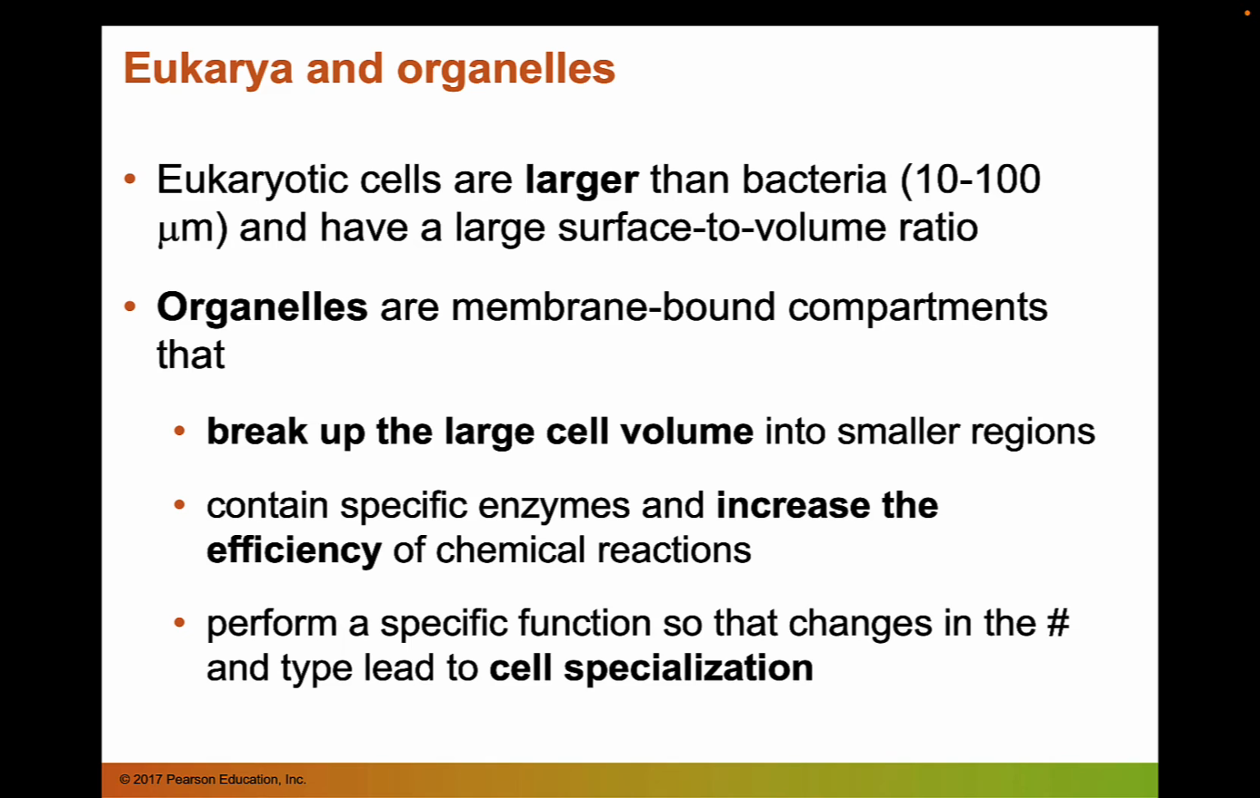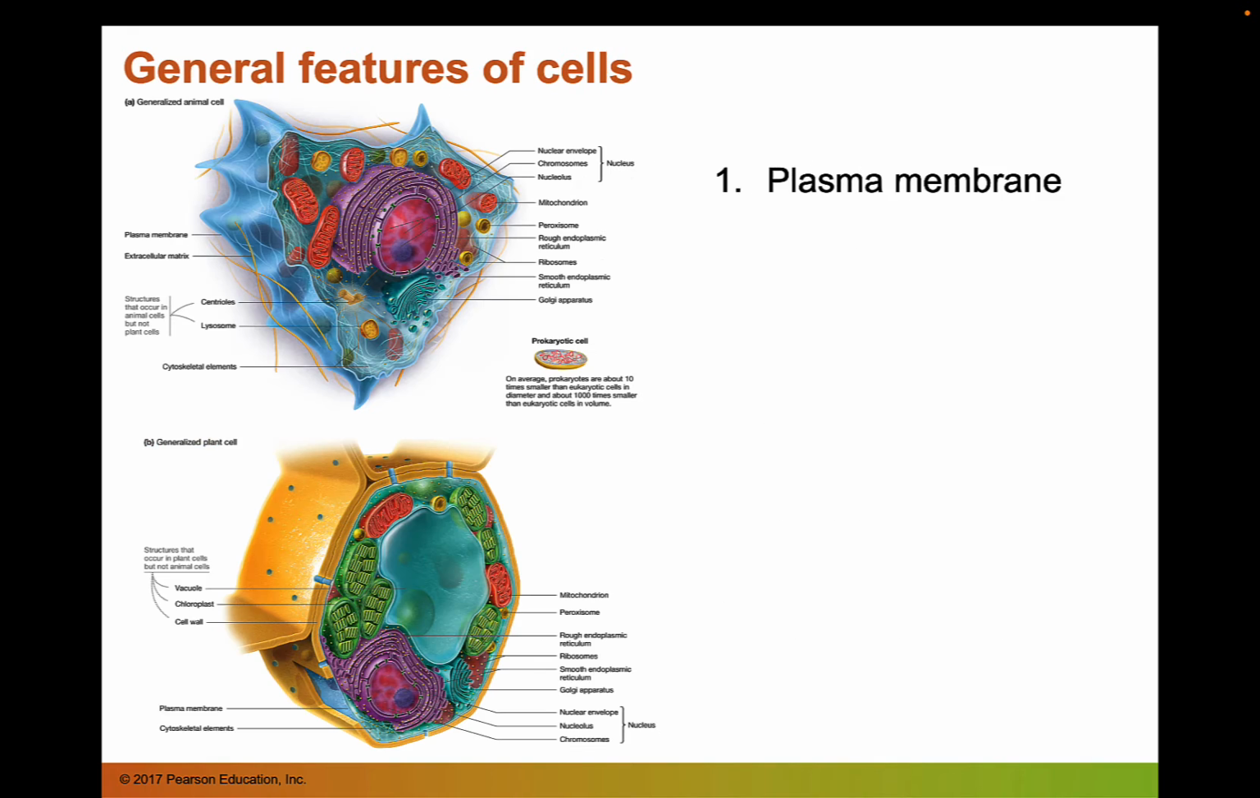And so organelles can help solve this problem. Organelles are membrane-bound compartments that break up the large cell volume into smaller regions. This has some advantages because the organelles can contain specific enzymes, and this can increase the efficiency of chemical reactions in those regions. You can also get organelles that perform specific functions, so that changes in the number of organelles or the type of organelles within a single cell can lead to cell specialization. So we're going to talk about the organelles within eukaryotic cells.